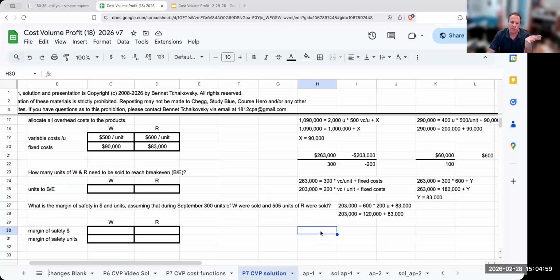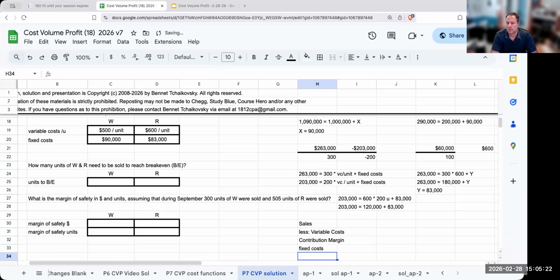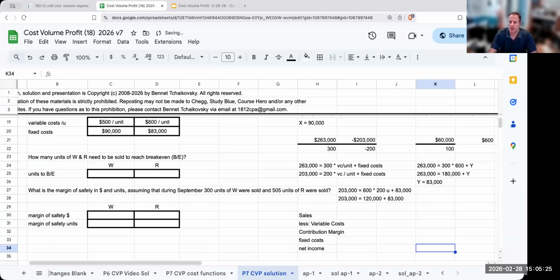Okay, one way I would probably go through this, and I have my students do this when we're going through it, is to basically write out the formula. So we've got our sales less our variable costs, which is going to give me my contribution margin, right? Meaning how much am I contributing to the coverage of my fixed costs, which is going to basically give me my net income. By definition, and over here, we've got units, per unit, and my total.